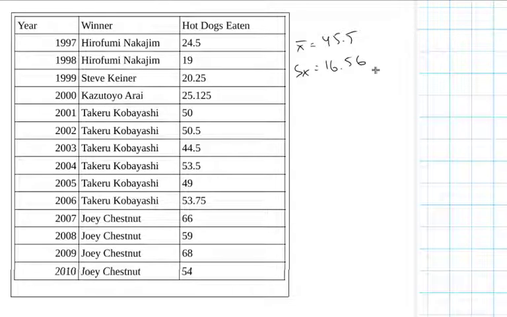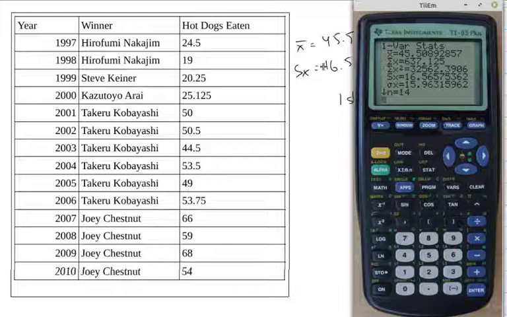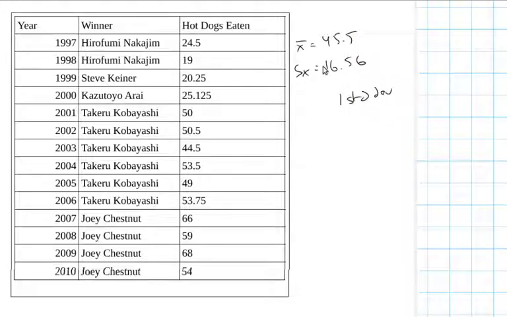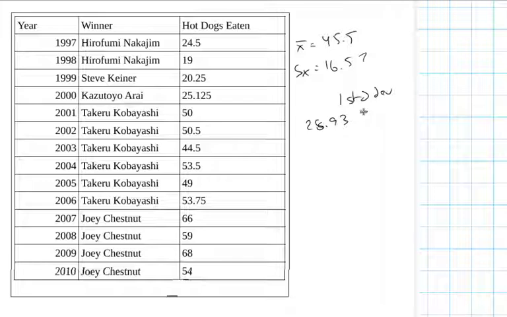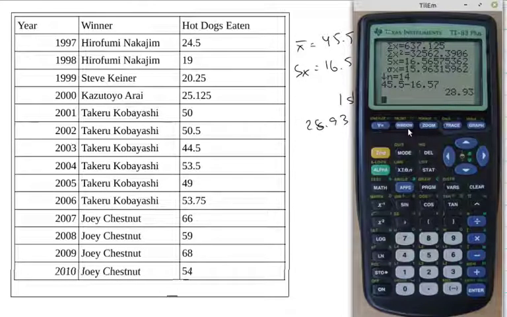Alright, so if we're trying to figure out which proportion of these are within 1 standard deviation of the mean, that means I need to be between 1 standard deviation below the mean, so 45.5 minus 16.56. I should have rounded that. That's 28.93. Versus this number. Let's go second enter to pull this back up, and I'm going to change this to addition instead of subtraction, and we get 62.07.